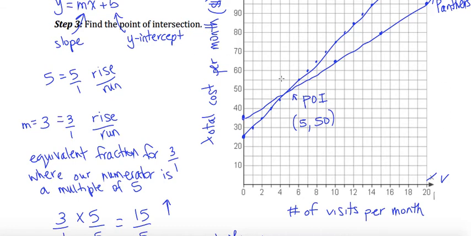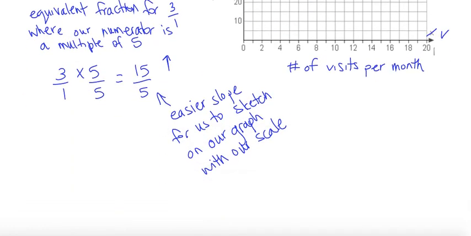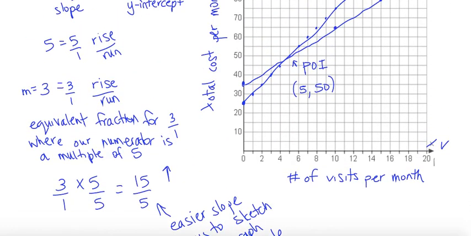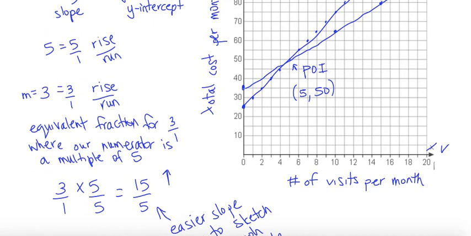So find the point of intersection, it's right there. And I don't need to describe my point of intersection in words. It's not asking for that, but I can easily identify that. So if I'm going 5 times a month, each gym is going to cost me $50. So that's important to know.